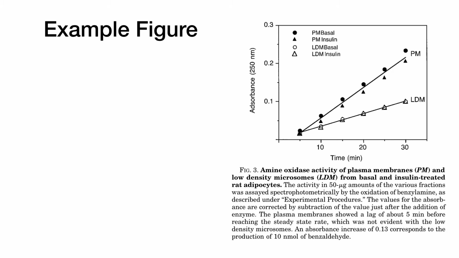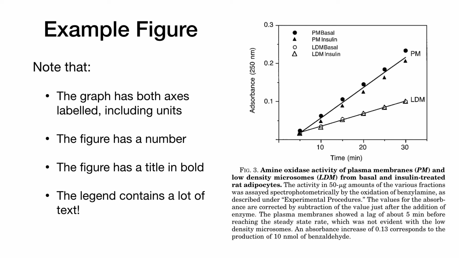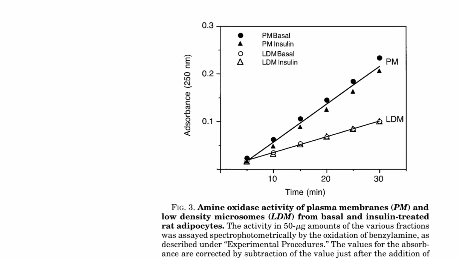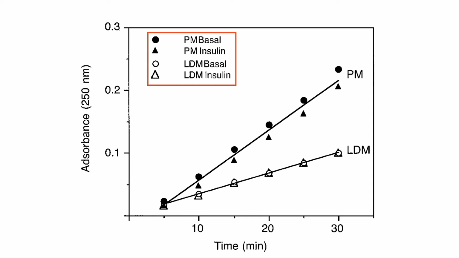And when you draw a graph and produce a graph for a scientific paper or poster, the graph needs to be neat and tidy. You want to have both axes labelled, and again the figure legend should have a number, the title, and the legend should describe what's going on in the graph. So if we look at the graph here, as you can see, the axes are clearly labelled, absorbance at 650 nanometers and time in minutes, and we've also got a figure legend that describes what the different points are showing. So for example, closed circle is PM basal. Closed triangle is PM insulin treated, and you can see the two lines are labelled PM and LDM.